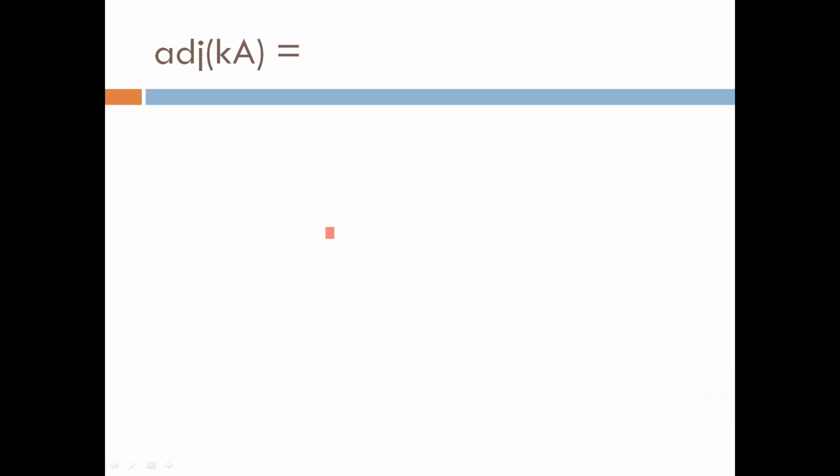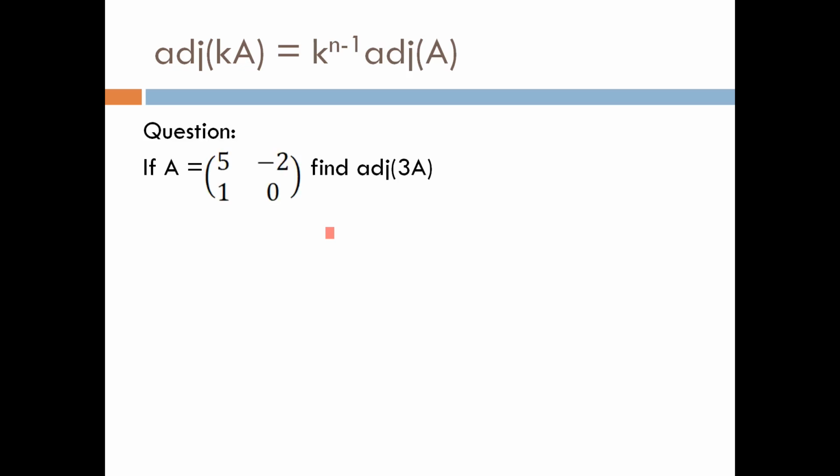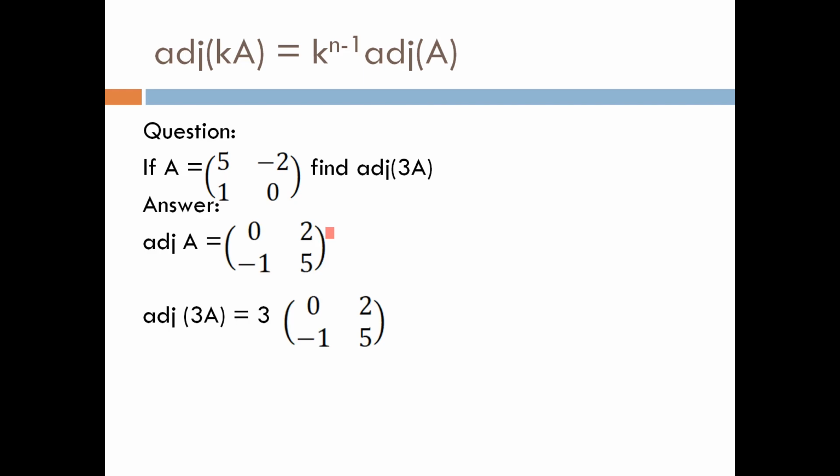Next is adjoint of kA. It's given by k to the power n minus 1 into adjoint of A, where n is the order of the matrix. If A is equal to the matrix 5, minus 2; 1, 0, find adjoint of 3A. According to the formula, it is 3 to the power 2 minus 1 into adjoint A. First we have to find adjoint A. For a 2 by 2 matrix, it's very easy to find adjoint A. Just interchange these two elements, so 0 comes here and 5 goes here. Then change the sign of these two elements, so it becomes plus 2 and this becomes minus 1. So that is adjoint of A.